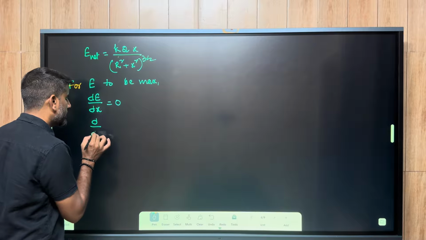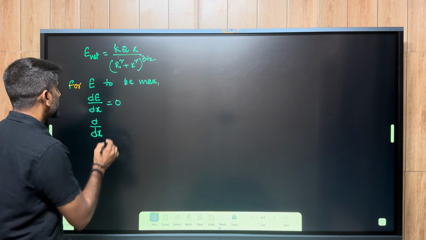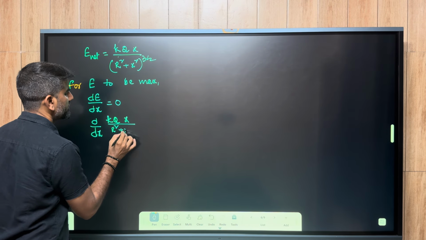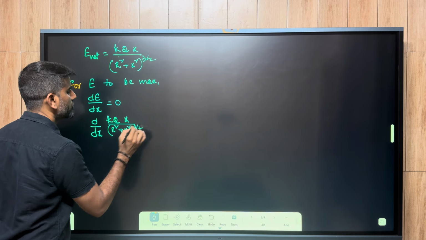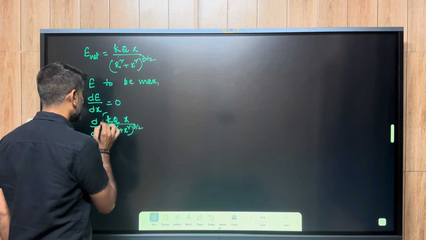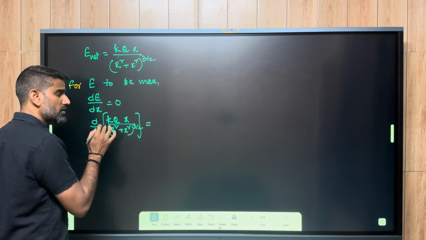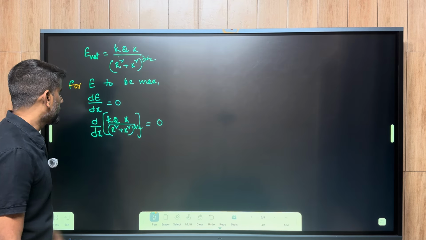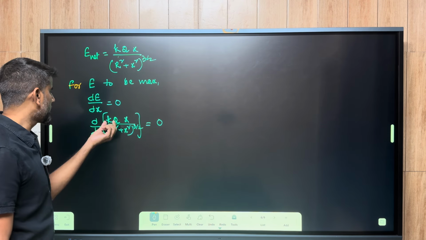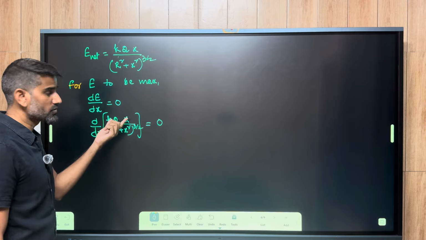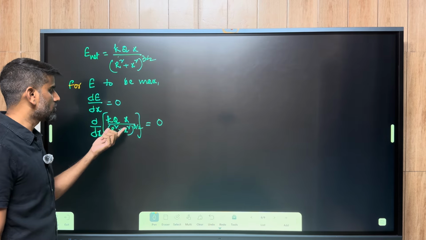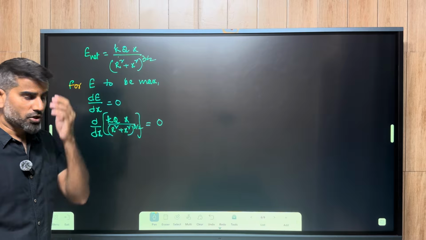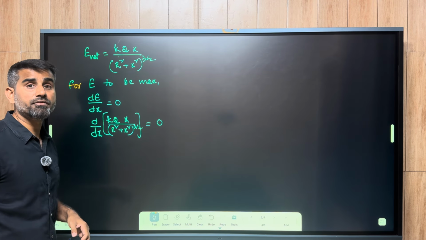Now d upon dx, what is the electric field equation? K q x by r square plus x square whole to the 3 by 2. This is the equation that we need to differentiate with respect to x, which should be equal to 0. K is constant, q is constant, so I'm taking k and q outside of the differentiation. We have x on the numerator, r square plus x square whole to the power 3 by 2 on the denominator. Both the terms are functions of x, so we need to use u by v method.